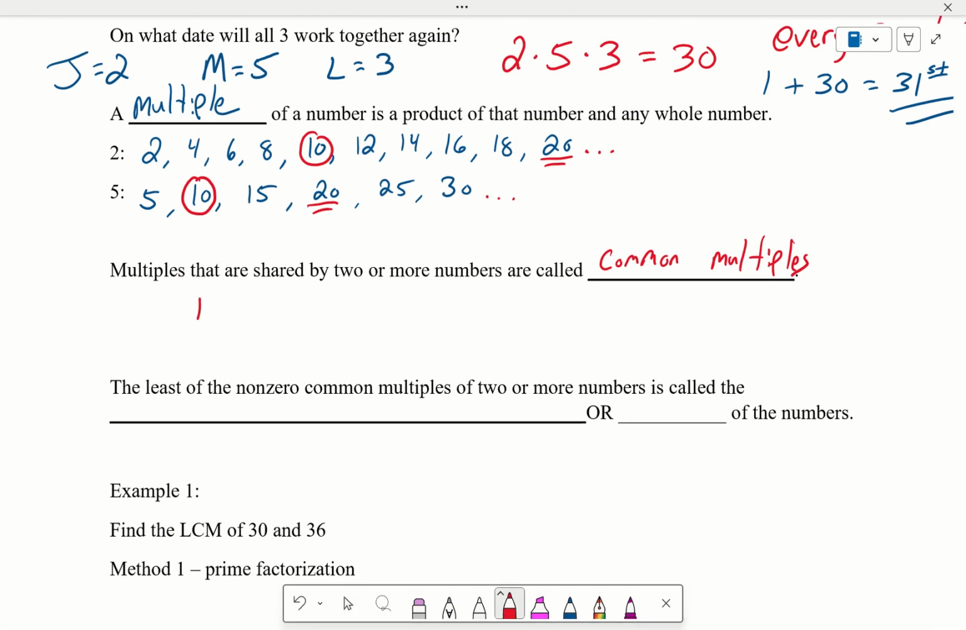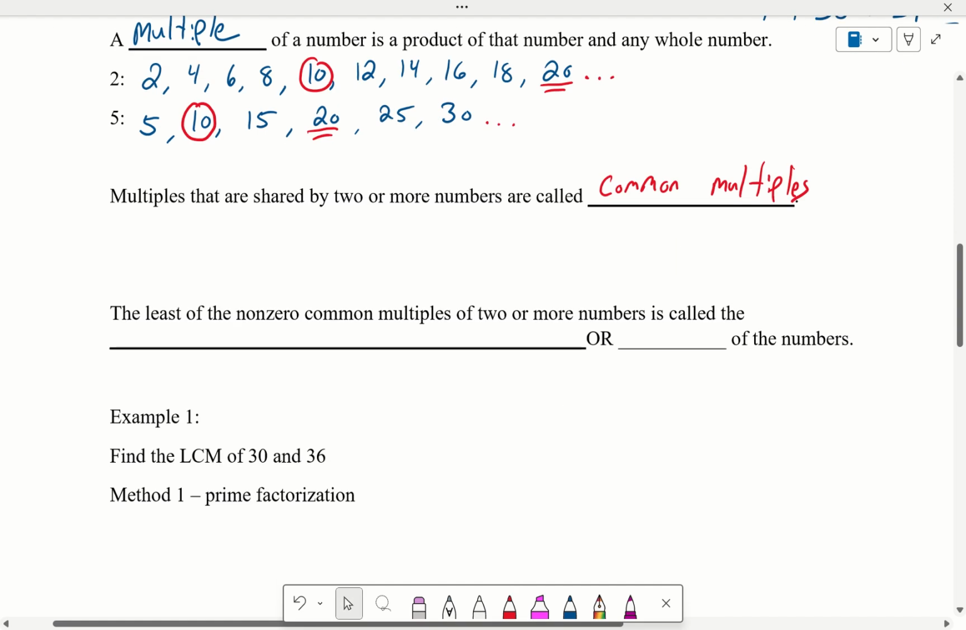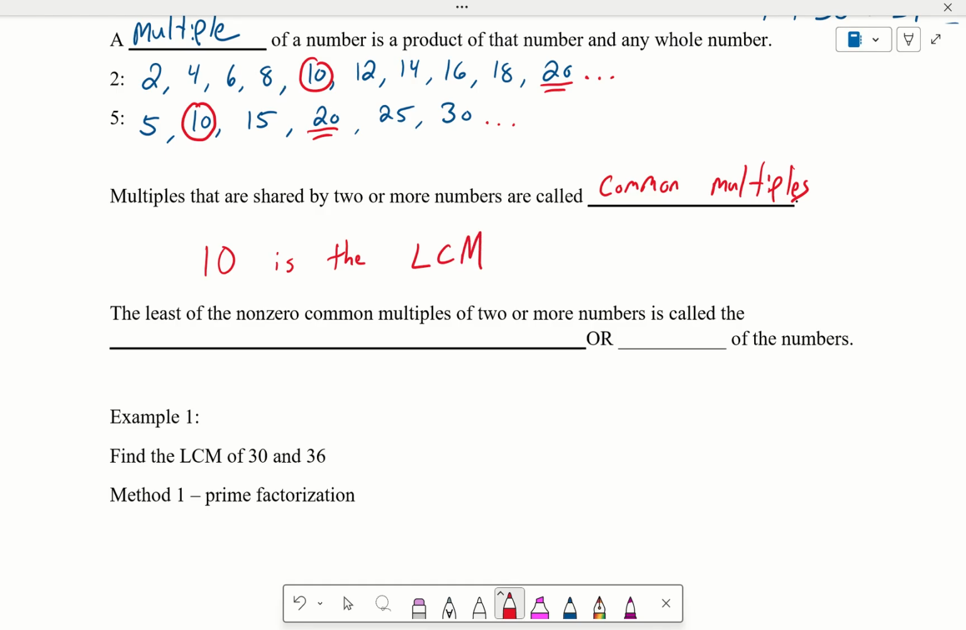So we'll say the least of the non-zero common multiples of 2 or more numbers. Well, what's the least common multiple up top here? It's 10 and 10, right? So 10 is the least common multiple. The least of the non-zero common multiples of 2 or more numbers is called the least common multiple, or LCM for short.